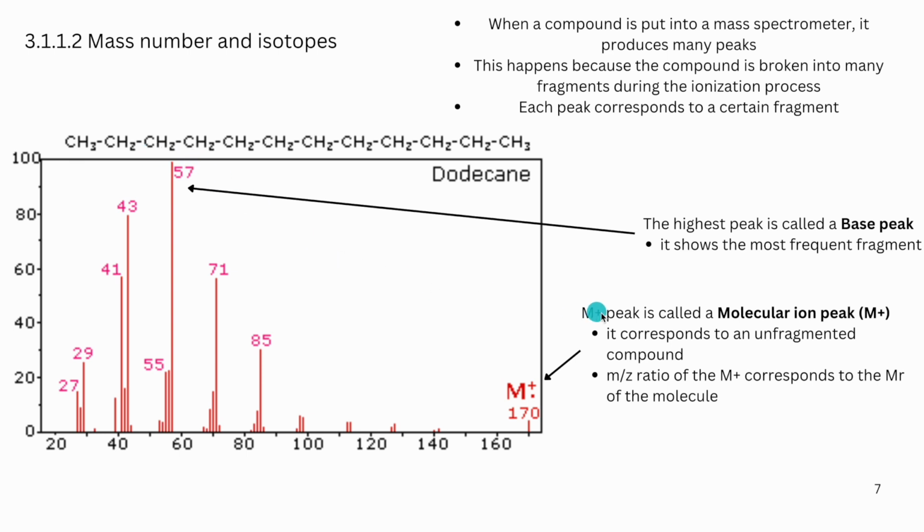And the rightmost peak is called the molecular ion peak, and it corresponds to an unfragmented compound, which is dodecane. And so the m over z ratio corresponds to the Mr of the molecule.